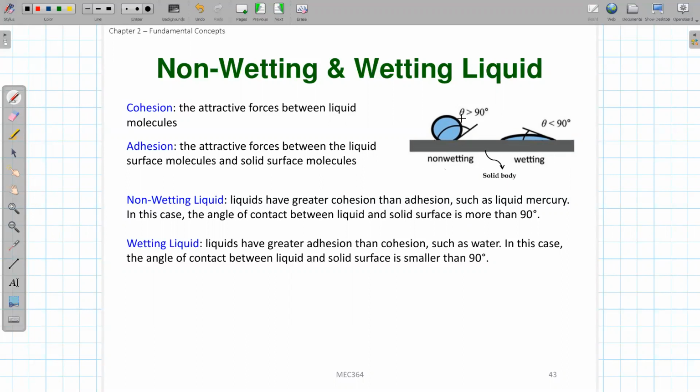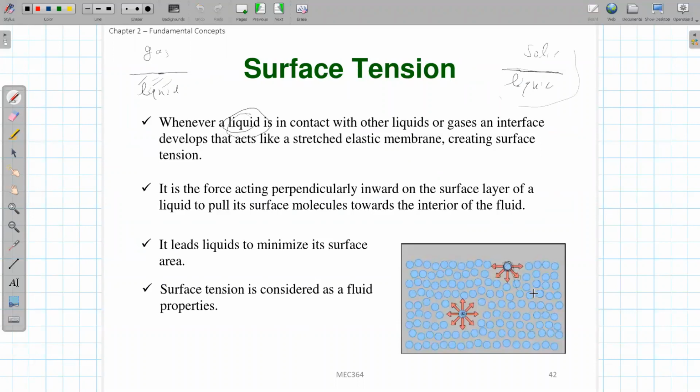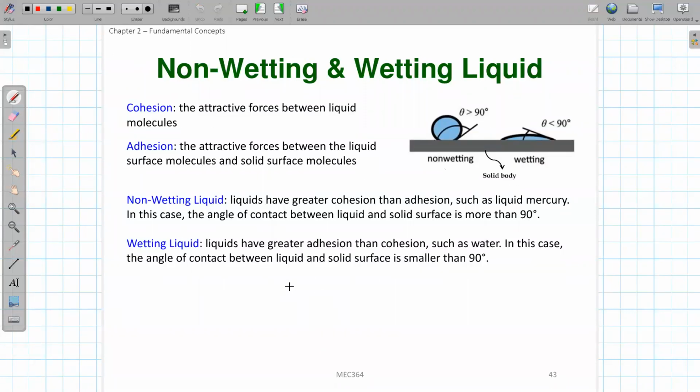And why do we have this behavior? Why do some liquids behave like this and some like that? It goes back to the theory of the force between the molecules, similar to what we discussed before. At this interface, this is solid and this is liquid, and this particle here is a liquid molecule.